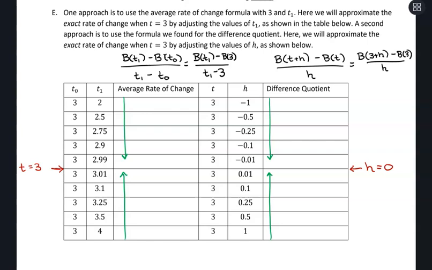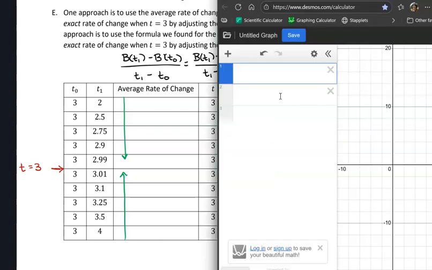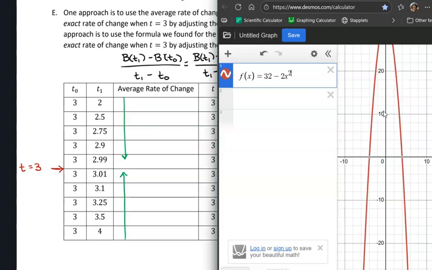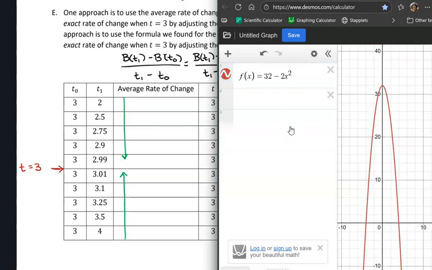Okay, average rate of change. Let's go into Desmos and have it do all the work for us. So what we can do with Desmos is we can set up our function. So I can call my function f of x, and that's going to be 32 minus 2x squared. Set up my function. There's f of x. We can even look at a visual of it as we go.